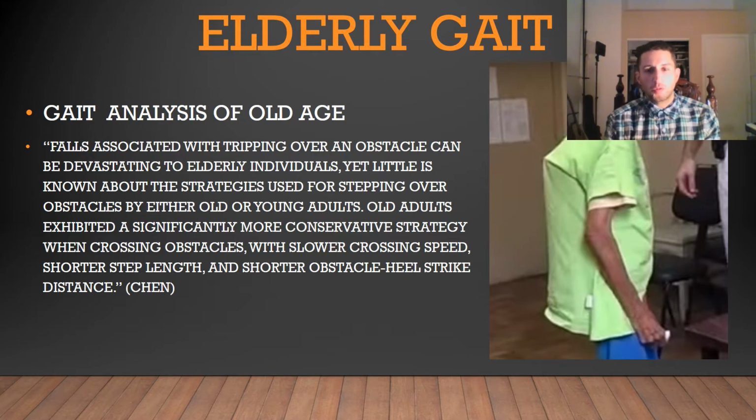And why you may think that's important? Falls associated with tripping over an obstacle can be devastating to elderly individuals. So yes, falling is indeed bad, and it can have catastrophic consequences for any patient, especially elderly, that may have experienced this type of unfortunate event. To continue, yet little is known about the strategies used for stepping over obstacles by either old or young adults. Old adults exhibit a significantly more conservative strategy when crossing obstacles, with slower crossing speed, shorter step length, and shorter obstacle heel strike distance. And you can notice that all of these were apparent in this particular patient.